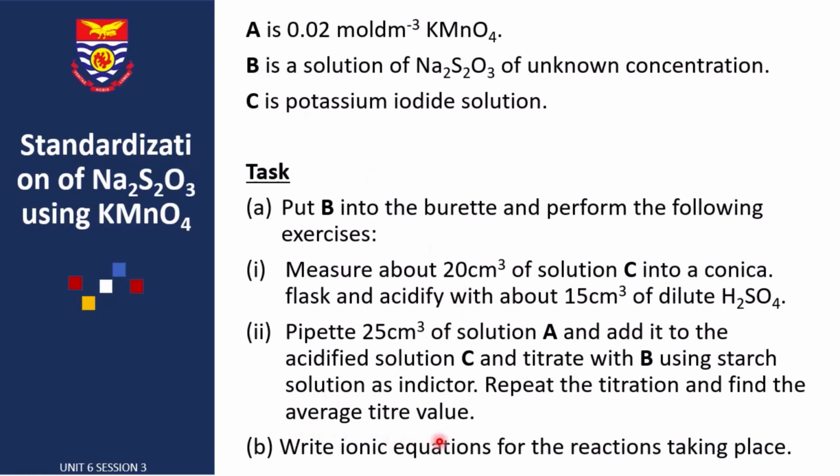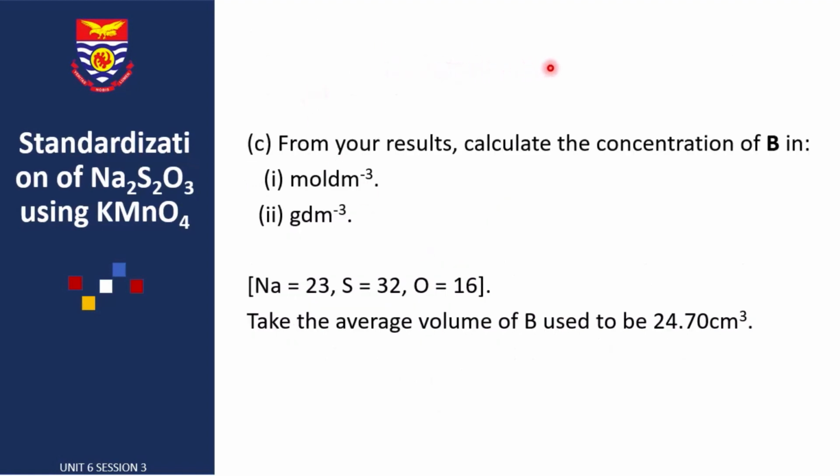Write ionic equations for the reactions taking place, and then from your results calculate the concentration of B. B is the last solution, and so before we get there we'll do a lot of calculations. The concentration in mole per dm cubed and grams per dm cubed. We have these atomic masses. Definitely we will need molar mass. Take the average volume of B used to be 24.7. For A and C, we have been given their volumes.